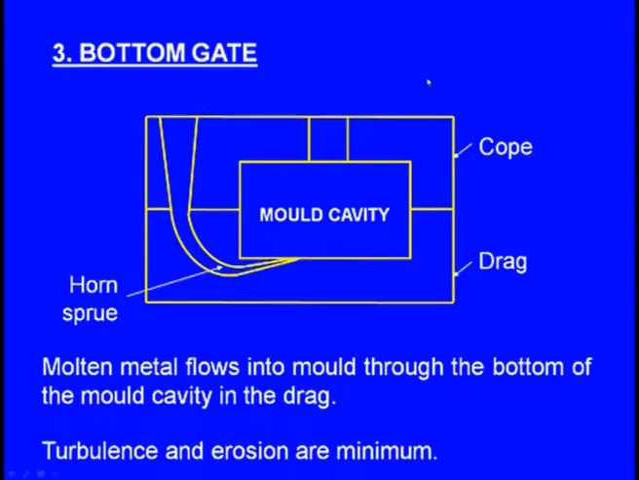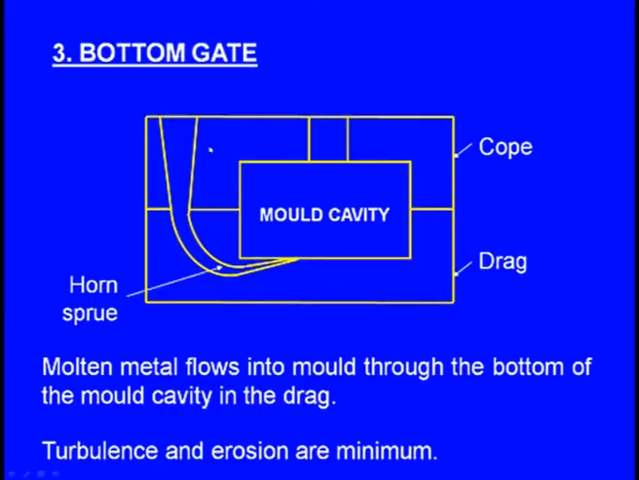And the second one, the parting line: the molten metal enters along the parting line. Now, in the case of the bottom gate, the molten metal flows into the mould through the bottom of the mould cavity in the drag box, you see, right. So, this is the mould cavity and this is the cope and this is the drag, this is the sprue. The molten metal is poured along the sprue, right.